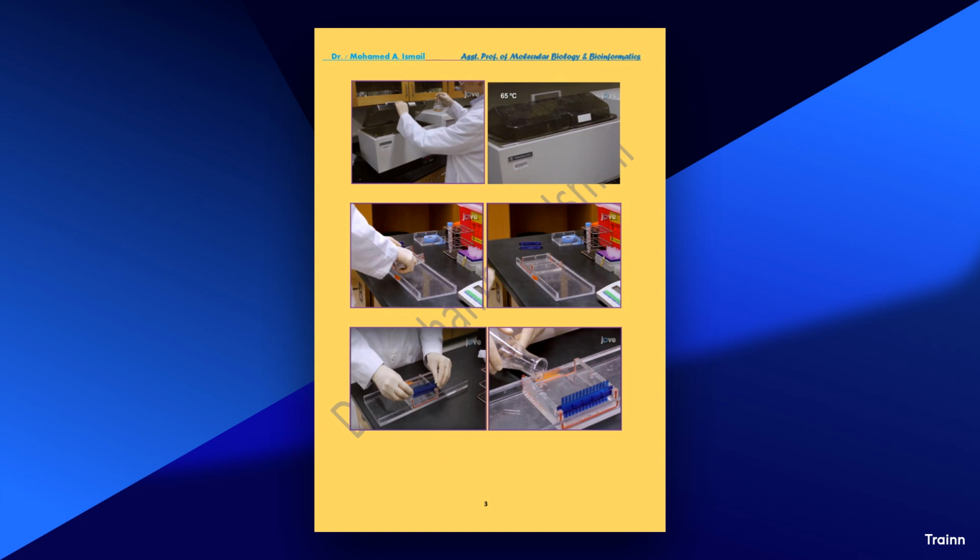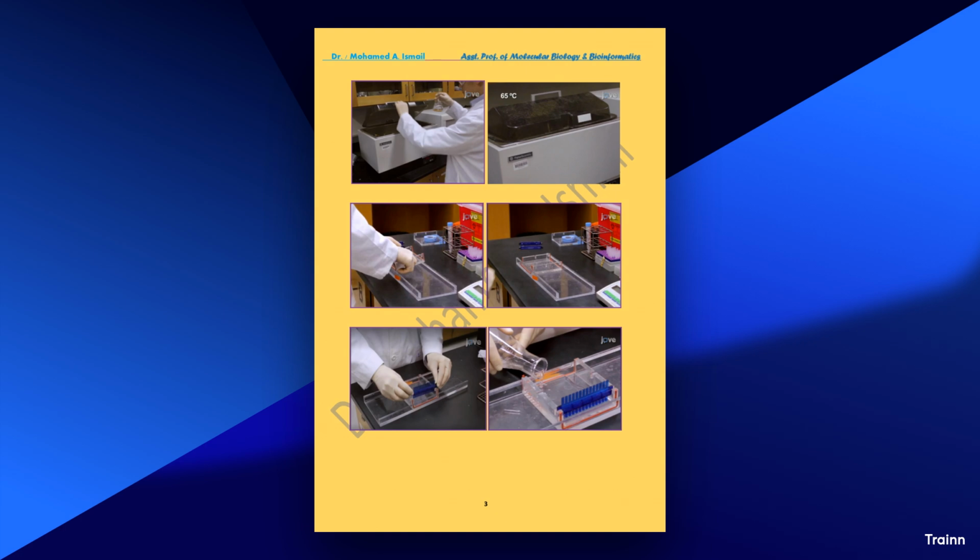Shape of DNA. Linear DNA moves differently than circular or supercoiled DNA. Duration. The runtime can vary, but typically lasts 30 minutes to 2 hours. Researchers should monitor the dye front to avoid running off the gel.